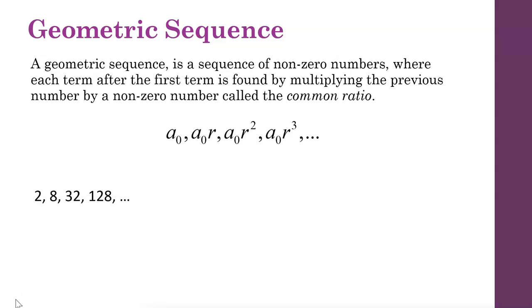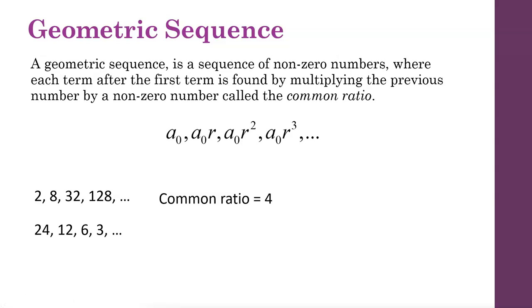So here are some examples: 2, 8, 32, and 128. Each term is multiplied by 4. So our common ratio is 4. We can see that by taking each term and dividing it by the previous term. 8 divided by 2 is 4. 32 divided by 8 is 4. 128 divided by 32 is 4.